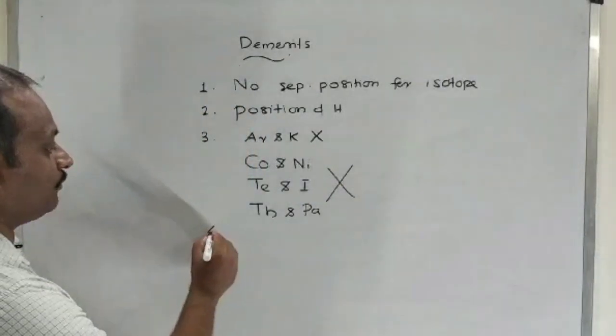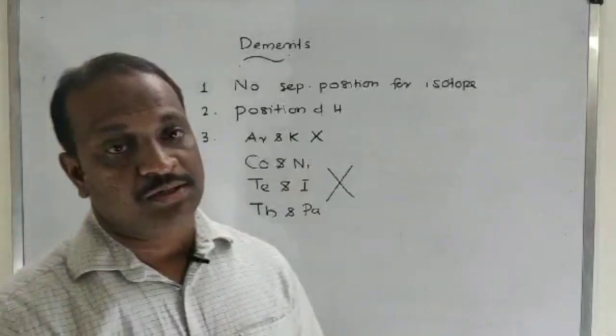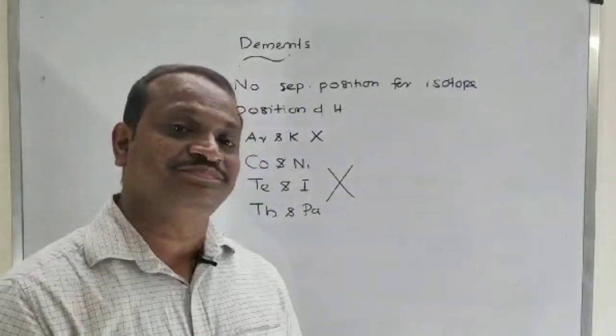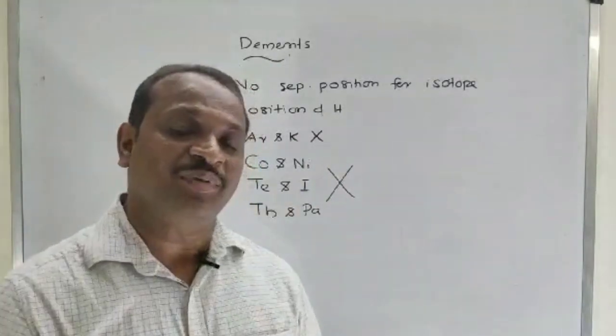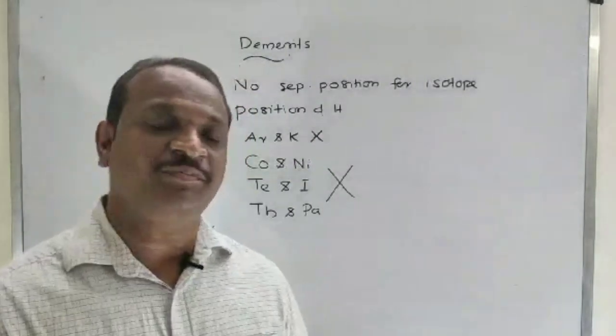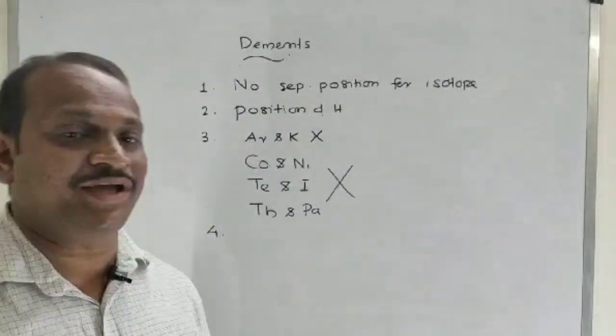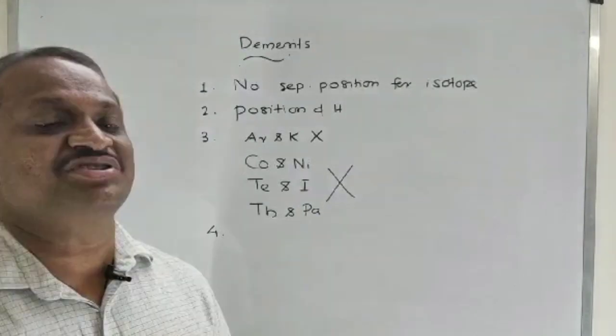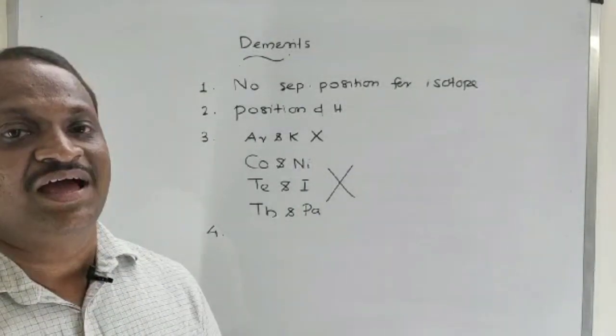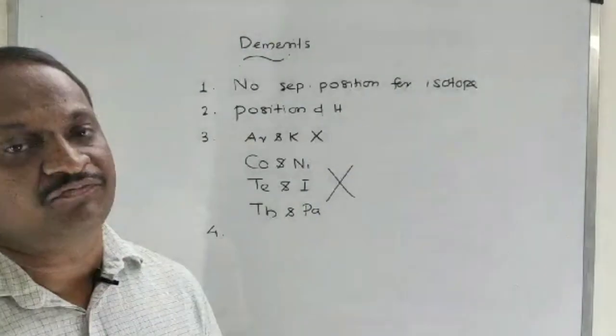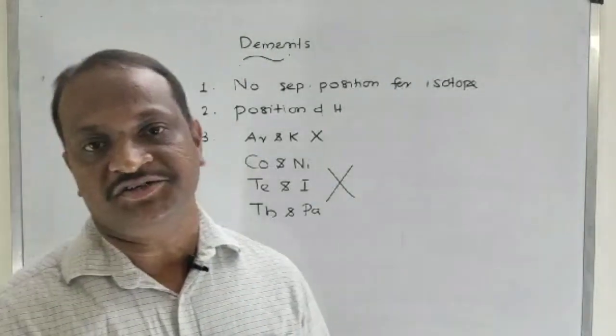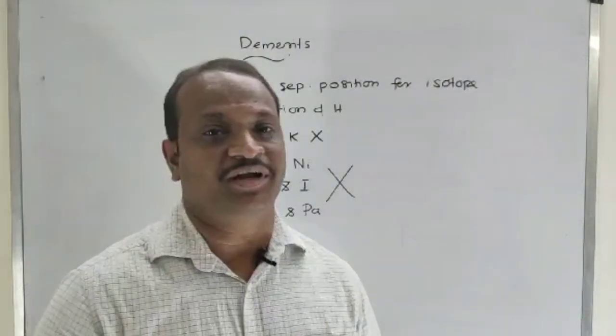And the fourth drawback: similar elements have to be arranged in a particular group only. But in this periodic table, on certain occasions, dissimilar elements are placed in the same group and similar elements are placed in different groups. That's the demerits of Mendeleev's periodic table.